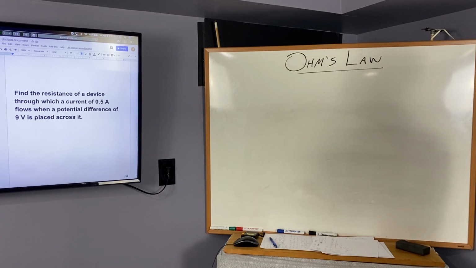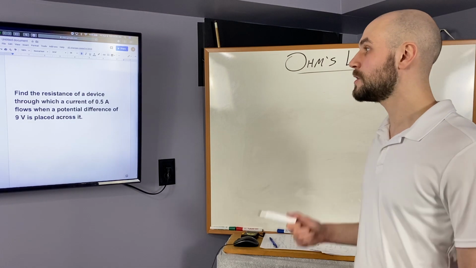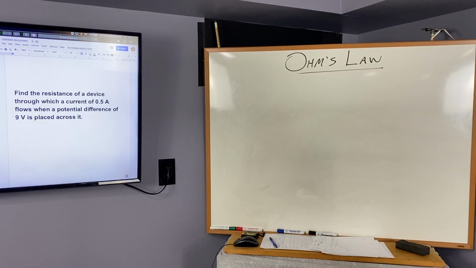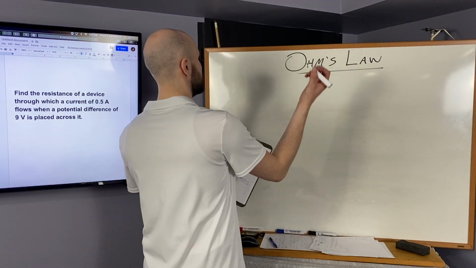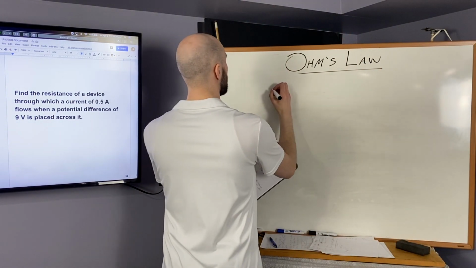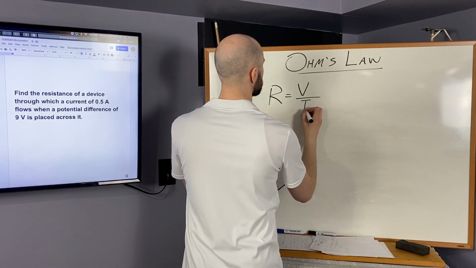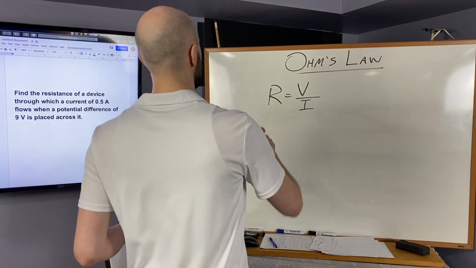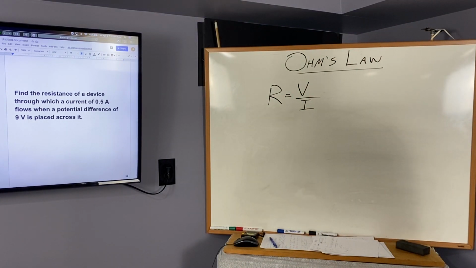So let's say we have a mystery device again. We want to calculate the resistance. We know the voltage across it, and we know the current flowing through it. We have a current of 0.5 amp, 9 volts across it. So using Ohm's law, R is equal to V over I. Our goal is to find the resistance. Voltage is given, current is given.